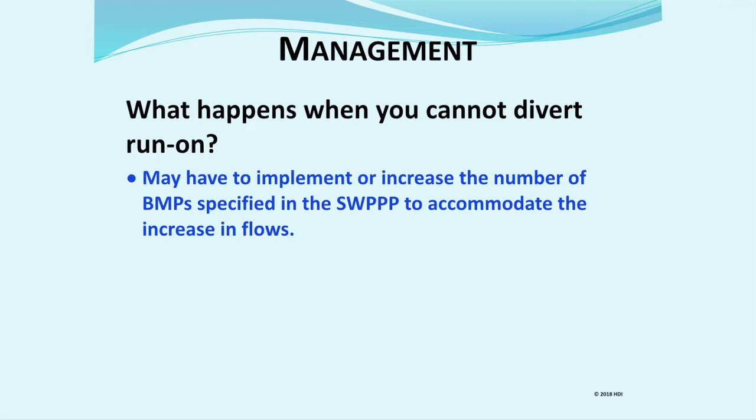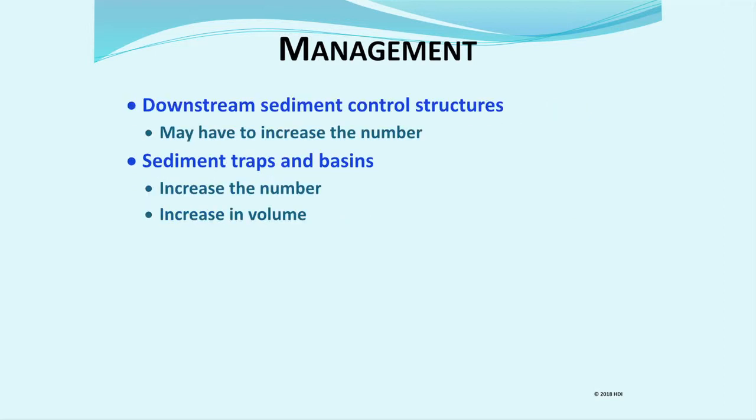So, increase the number of BMPs to handle the flows. And it may not be just to increase the number, it may be increasing the size of it. Downstream sediment control structures, you have that one row of silt fence. Maybe one row is not going to be enough anymore. Maybe we actually have to have a couple rows. Maybe we have to create, like I said, those smaller sediment traps, or maybe we have to increase the size of a sediment basin. Maybe it's not just increase the size, maybe it's increase the amount of maintenance.